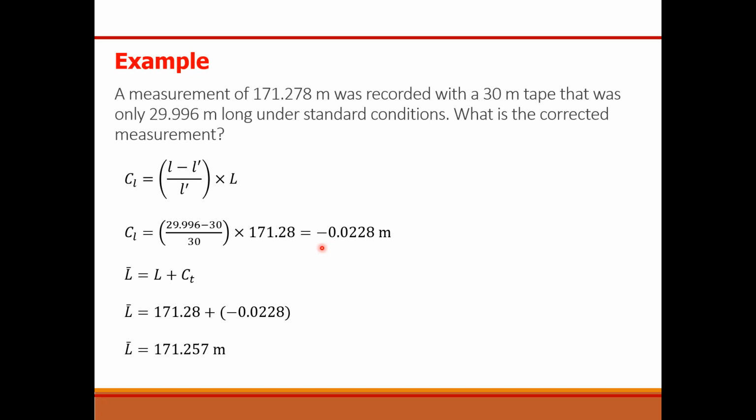Here you can see we are getting the negative value, 0.0228 meters. The formula will be the same. Now this value will be subtracted and you will get the required corrected value of the measured length.